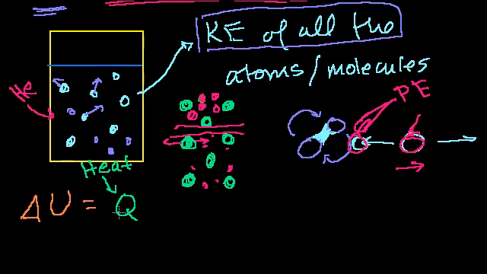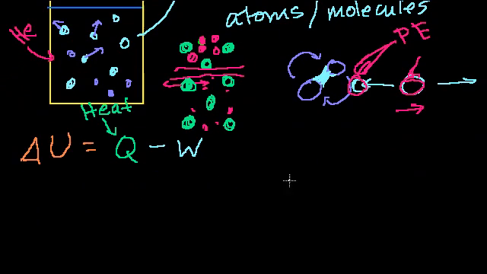It's equal to the heat added to the system minus the work done by the system. And you can see this multiple ways. Sometimes it's written like this. Sometimes it's written that the change in internal energy is equal to the heat added to the system plus the work done on the system. And this might be very confusing, but we'll really look at this 100 different ways in the next video.